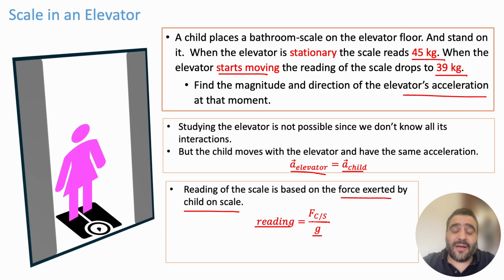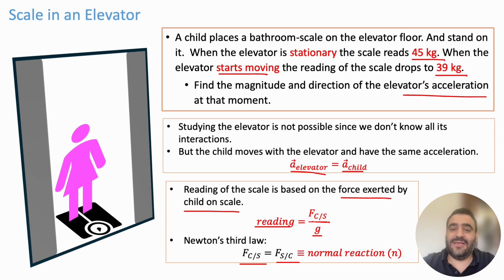So from the reading of the scale, we can tell what is the force that the child is exerting on the scale. But we also know that the force that the child exerts on the scale is equivalent to the force that the scale or the floor exerts on the child. And that's equivalent to the normal reaction that the floor exerts on the child. So from the reading of the scale, we can tell what is the force exerted by the elevator floor on the child. So now we can start applying Newton's law.